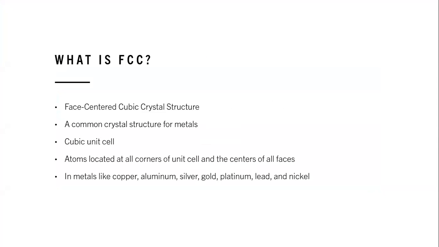FCC is face-centered cubic crystal structure and is common in metals like copper, aluminum, silver, gold, platinum, lead, and nickel. The unit cell, or simplest repeating unit of atoms, has a cubic geometry. Also, FCC has atoms located at all corners and all faces of the unit cell.